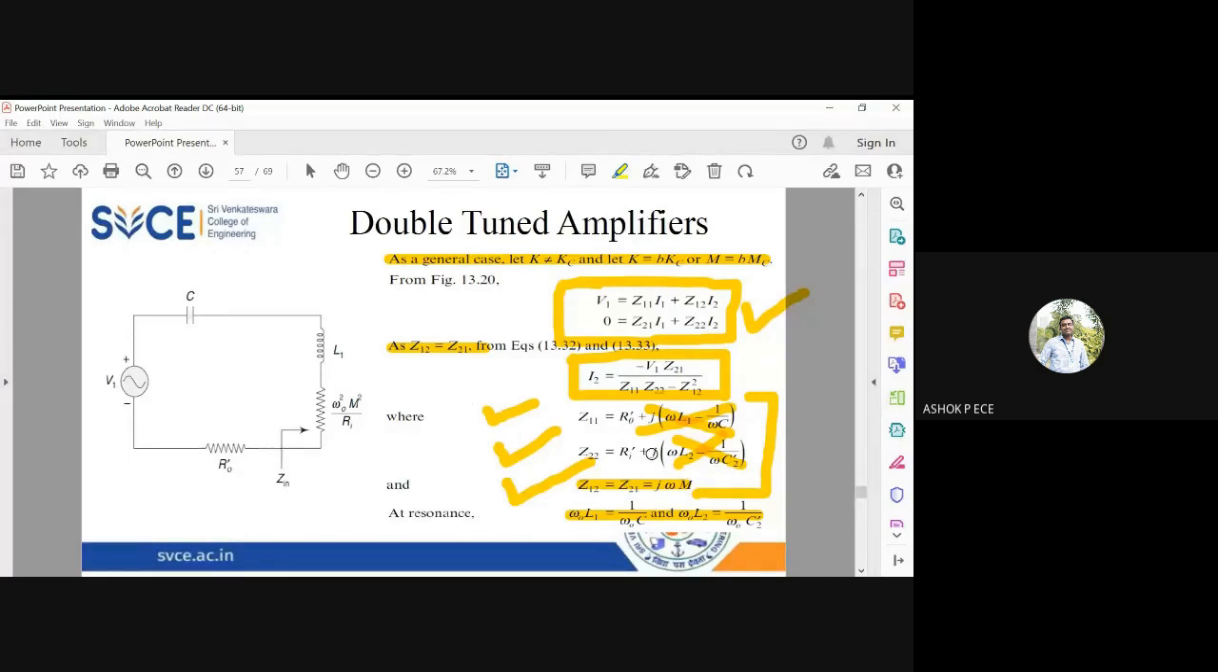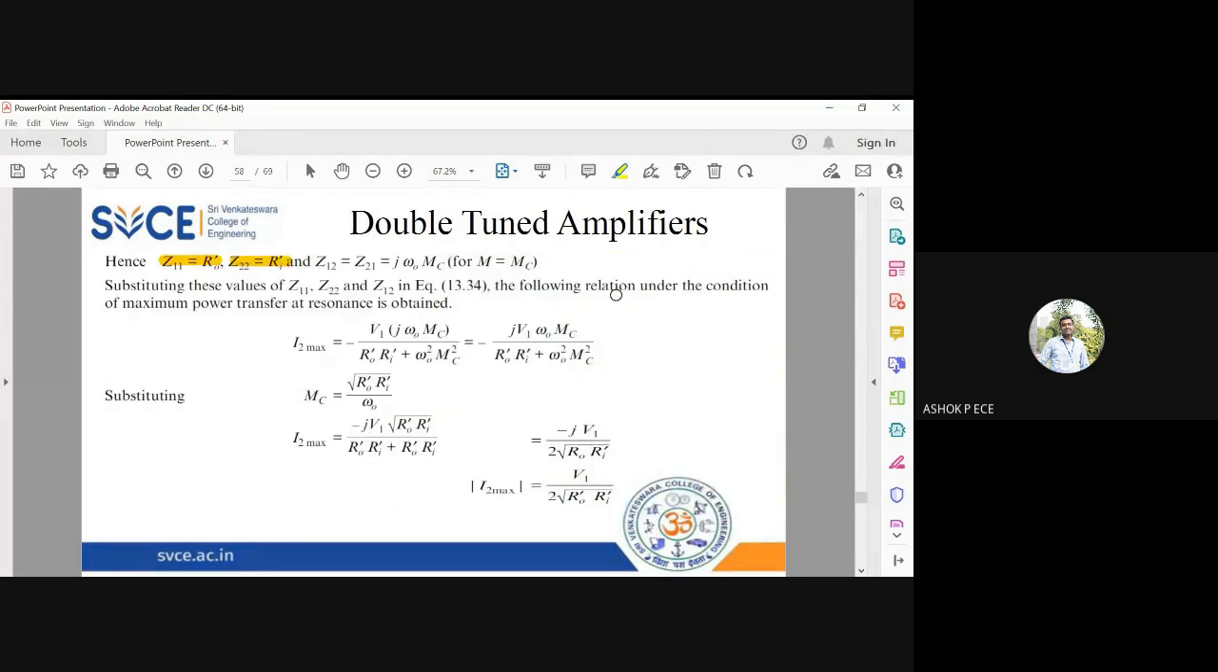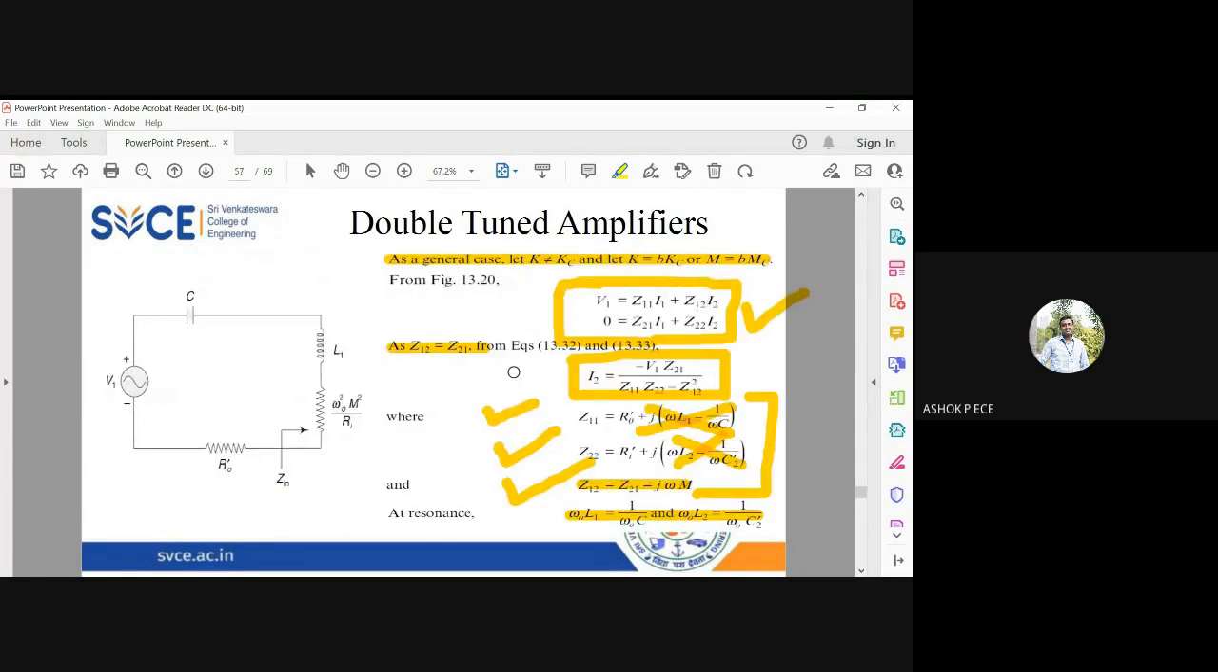See, at resonance we are finding out, but at non-critical values of K and M. When you put M equal to Mc at resonance, you know at resonance M will be equal to Mc. So Z12 and Z21 will be equal to j omega naught Mc. Now substitute everything in the expression for I2. See, normally this is the equation for I2. At resonance, this current will be maximum.